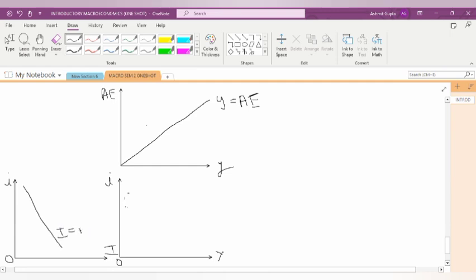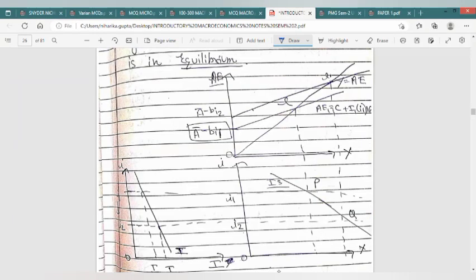Now draw a downward sloping investment curve, that would be I equals I bar minus B I1. We take this as I1 level of interest rate. This is also I1, and we take the first aggregate expenditure curve to be like this, E1, or Y equals A bar minus BI1. Sorry, it would be alpha G into A bar minus BI1.